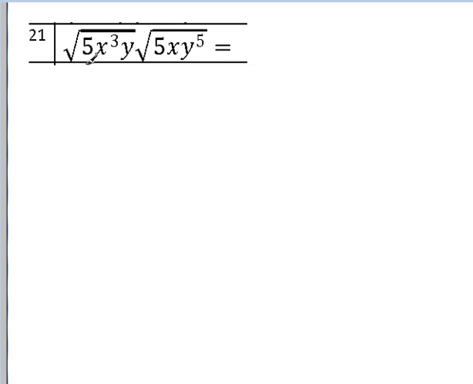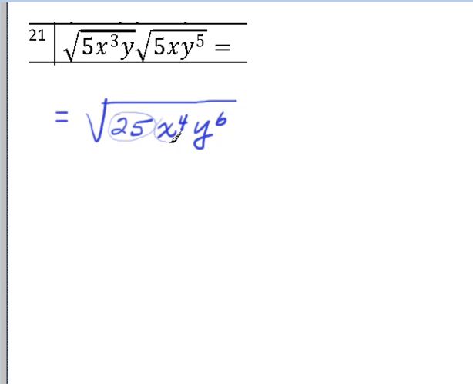Okay, here let's multiply these radicals in number 21. So underneath the square root we have 25. x cubed times x, that's x to the 4th. And y times y to the 5th, that's y to the 6th. So after we multiply, we do get a perfect square. Each factor here is a perfect square, so we can take the square root. The square root of 25 is 5. The square root of x to the 4th is x squared. Just divide that exponent in half. And the square root of y to the 6th is y cubed.